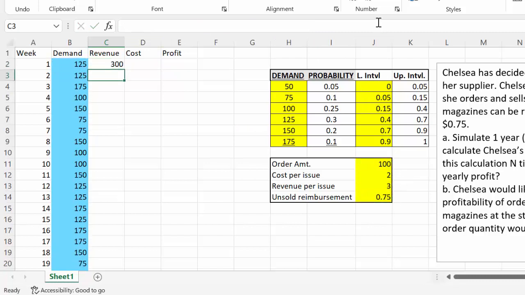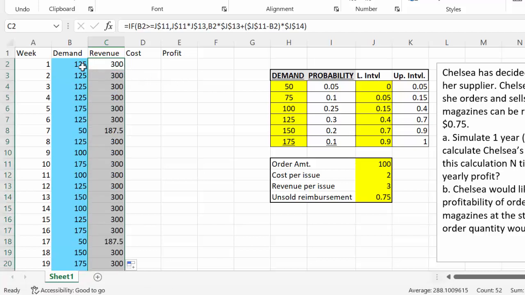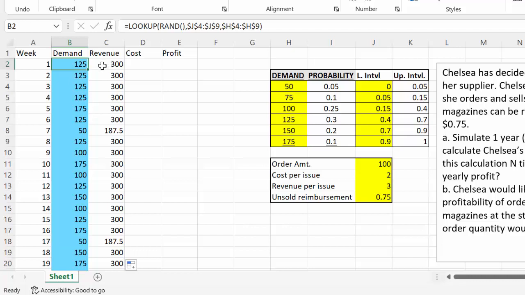We hit enter for that, and then give that a double click. It'll copy through. Notice all the instances where demand is 100 or more, revenue is 300, and it's because the order amount is 100. We're bringing in 100 and we're selling it for 3. So even though demand is 125 or 175 or some other number, like say 150, we only have 100 to sell. Keep that in mind.